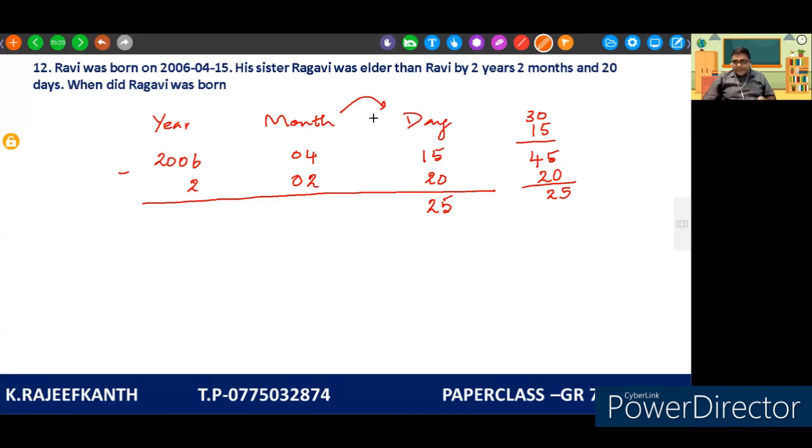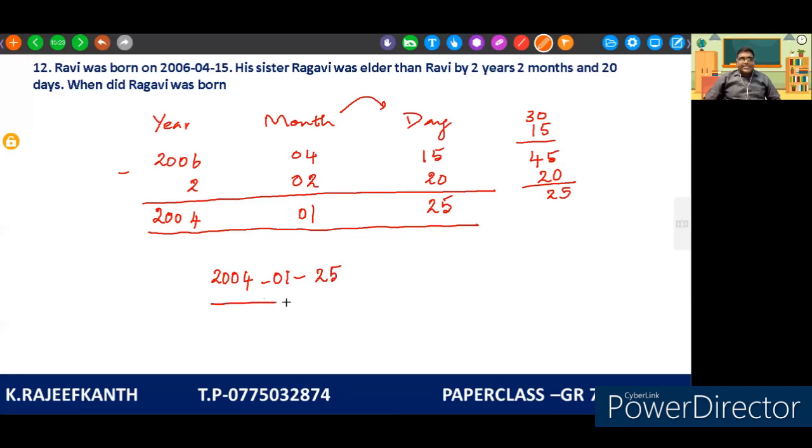Here already we have borrowed 1. So now this became 3. Then 3 minus 2, 1. Here 6 minus 2, 4. Then 2004. Then the date of birth, right, is 2004, January 25th, Raghavi was born, right? So 2004, January 25th is the date of birth of Raghavi. Then question number 13.